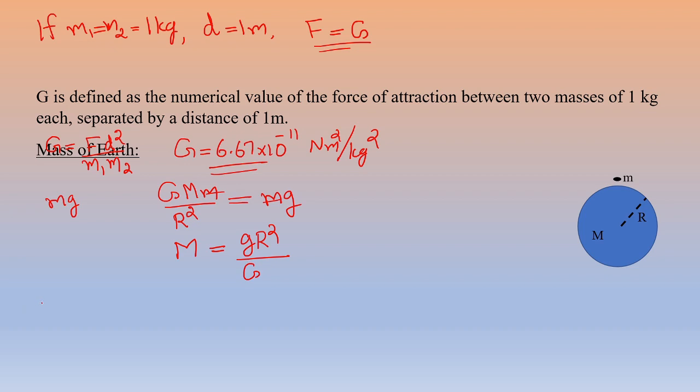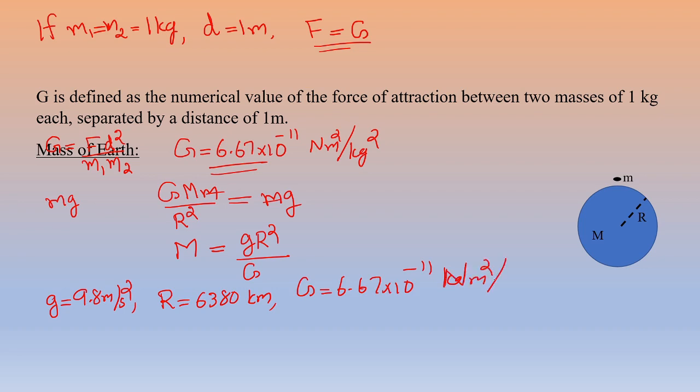On the surface of the Earth, the value of small g is equal to 9.8 meter per second square, and the radius of the Earth is around 6,380 kilometer, and we know the value of capital G, that is 6.67 into 10 raised to negative 11 Newton meter square per kilogram square.